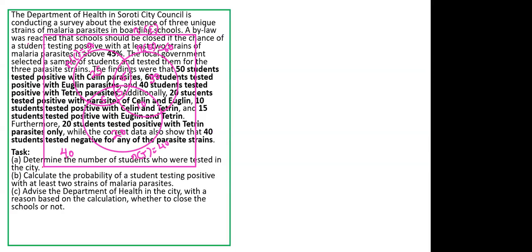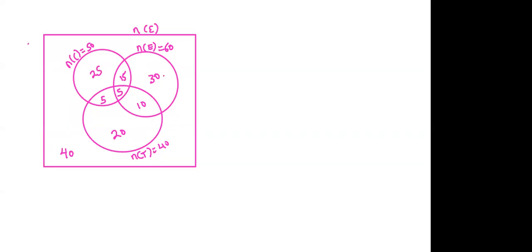So the first one was determine the number of students who were tested in the city. Now, they are asking for the total number of students, so that means we are going to add everything. So you are going to allow me that I first add the whole of this set here. That set is 50 plus what is remaining, which is the 30 plus the 10 plus the 20 plus the 40. So that is giving me our universal set. So when you add, tell me what you're getting.